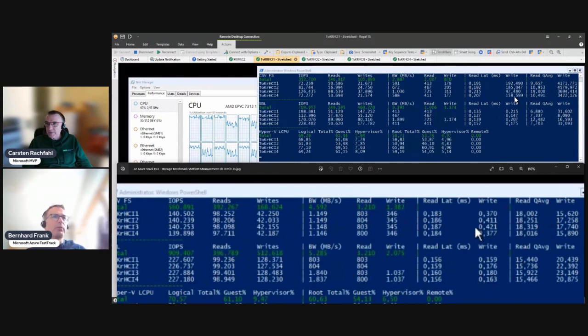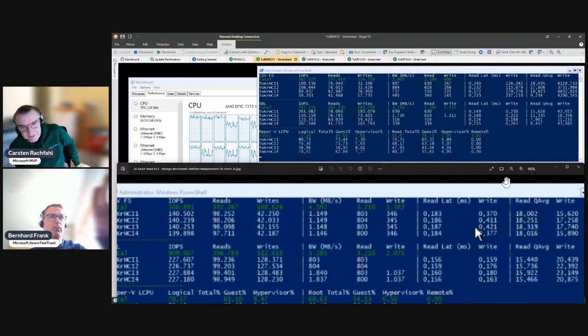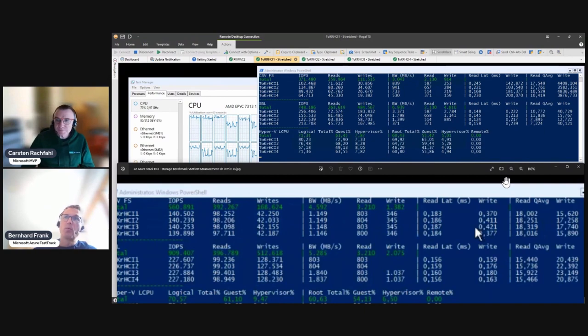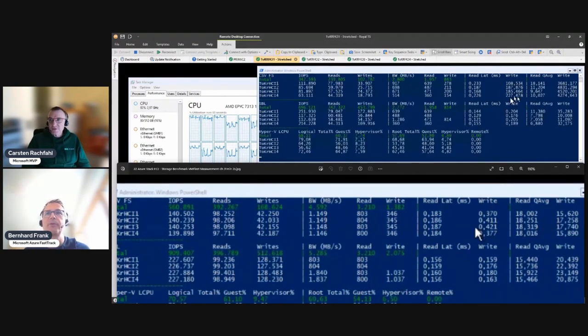So bottom line, the bottom picture is proving that a non-stretched cluster is faster and more performant, right? So we are in the sweet spot on the non-stretched, but we are way over the sweet spot on the stretched system, right? It's not usable.